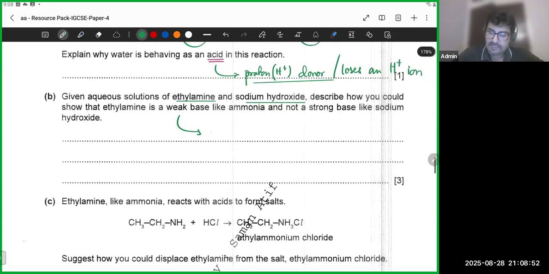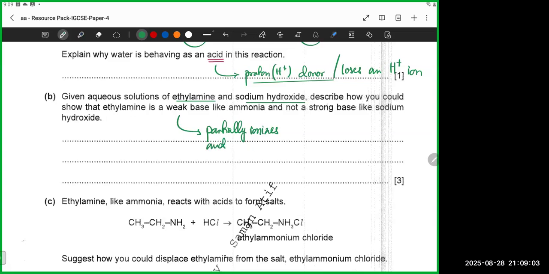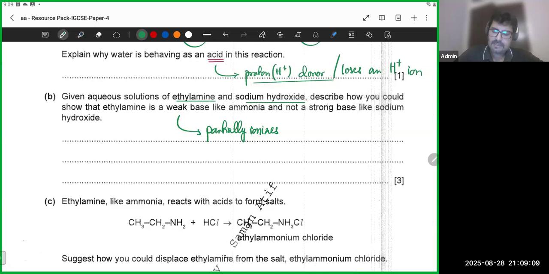Weak base. What's a weak base? It partially ionizes or dissociates and accepts fewer H plus one ions. Ionizes and dissociates is the same thing, right? A strong base fully ionizes and accepts a higher number of H plus one ions. But anyways, he's not asking for the definition over here.